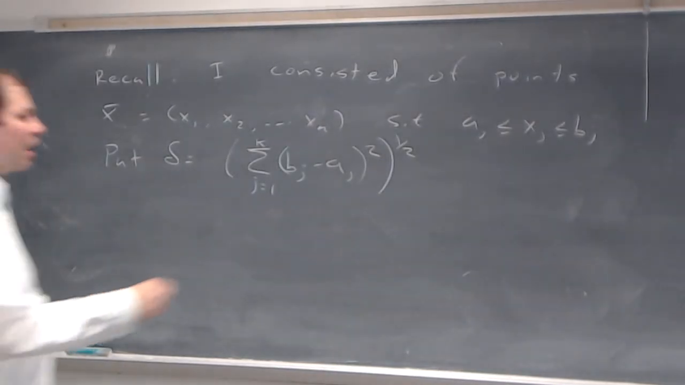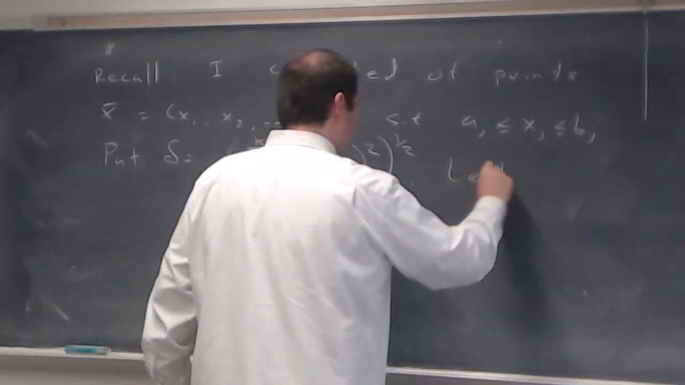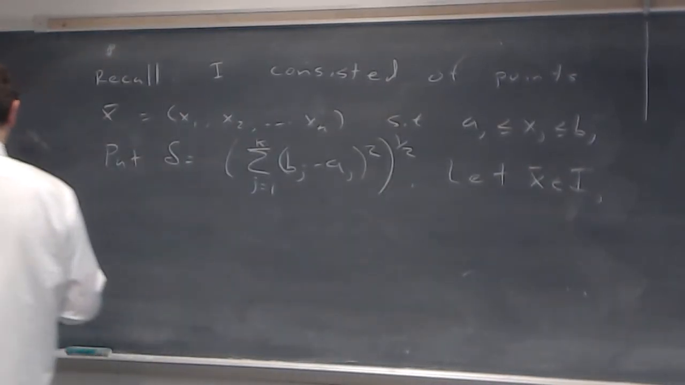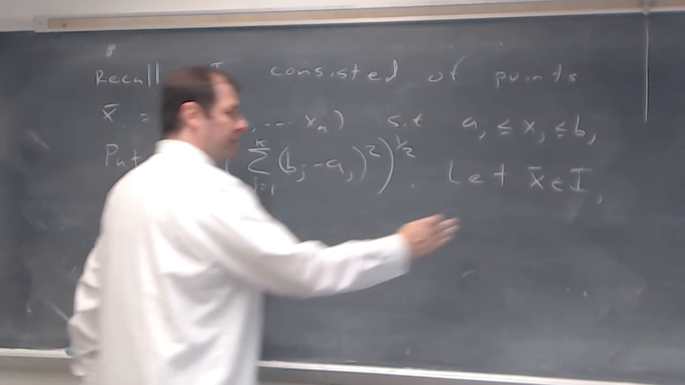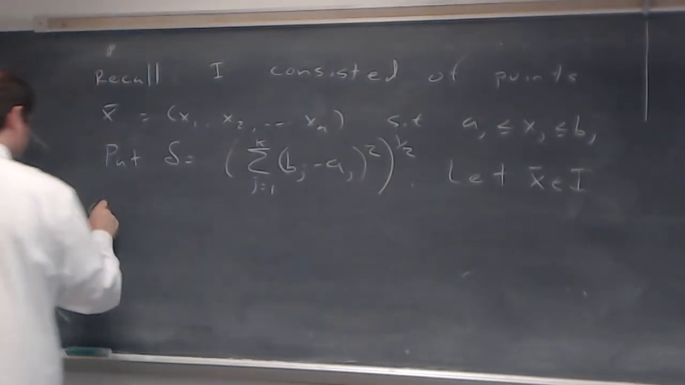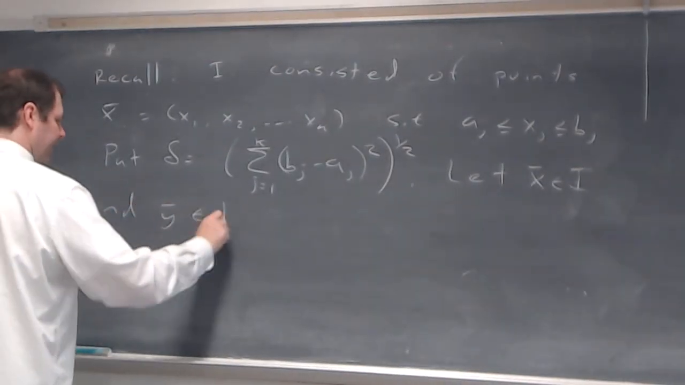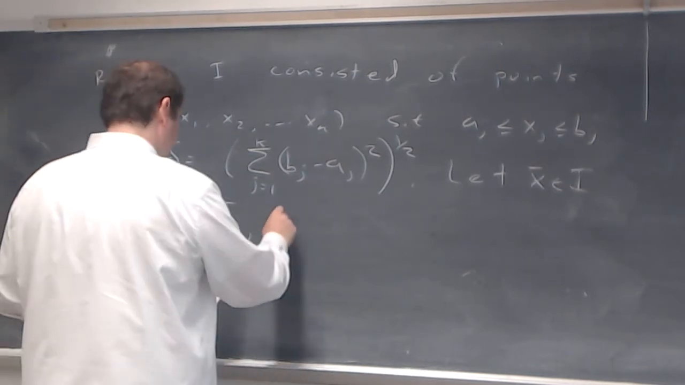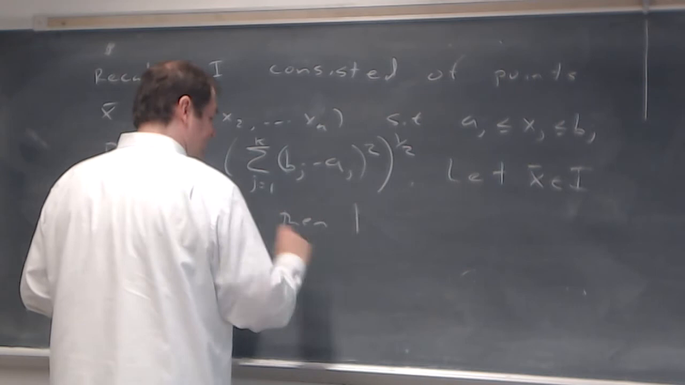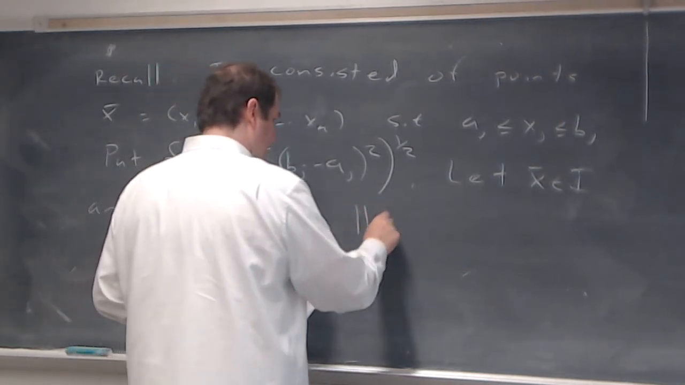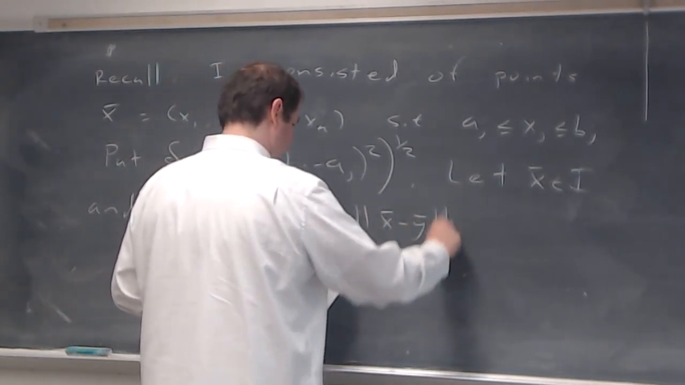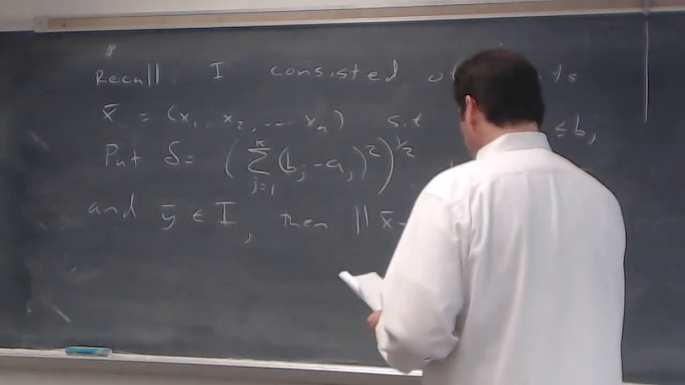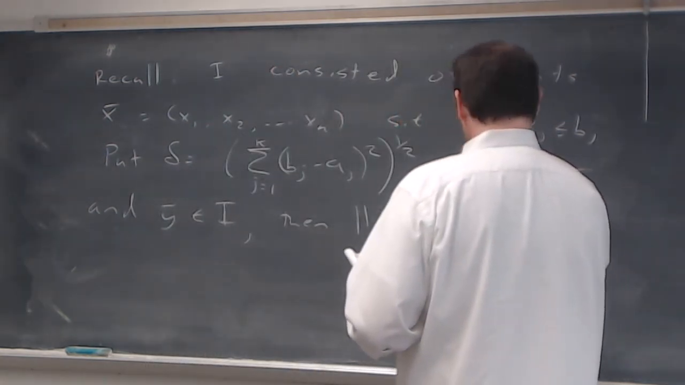Then what we notice is the following. If we take x that's an element of I, and y being an element of I, so you take any two guys that are in I, then if you look at their distance with the usual metric, that's their norm, x minus y. And if you look at their distance squared, that's going to be equal to the sum.